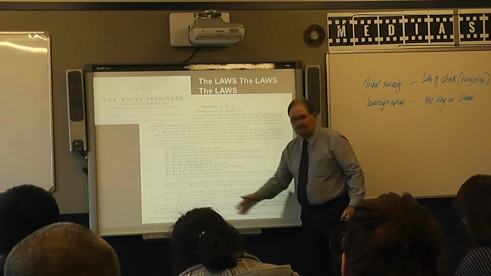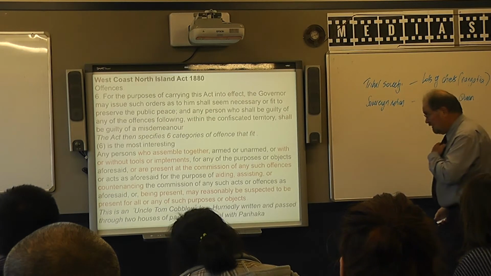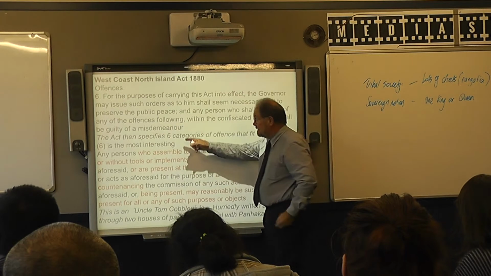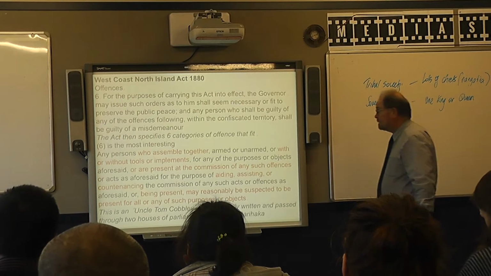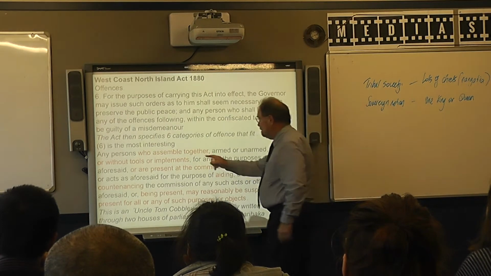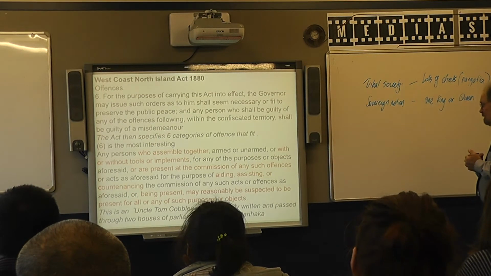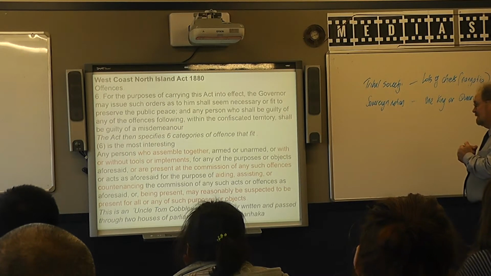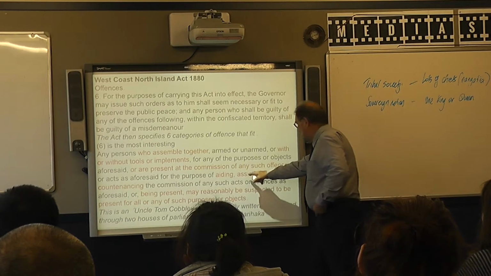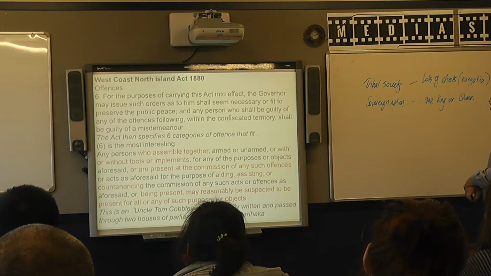All this legislation here, but it actually gets worse. This is the one that really shocks you, really, because if you look at this one here, this is one of the clauses of the Act. This is the West Coast North Island Act. It's pretty specific. That's where Parihaka is. You think about this as you, right? Any person who assembles together, armed or unarmed, or with or without tools or implements, for any of the purpose or objects aforesaid, or are present at the commission of any such offences, or acts as aforesaid for the purpose of aiding, assisting, or countenancing the commission of any such acts or offences, being present may reasonably be suspected to be present for all any such purposes.